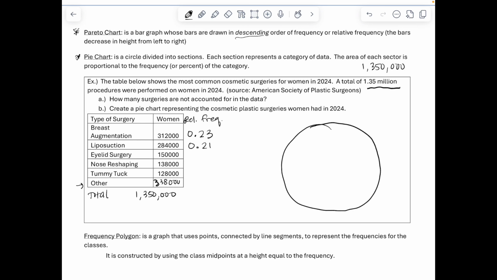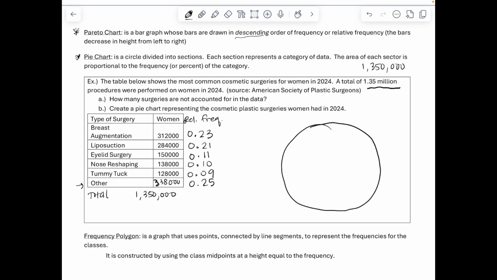Next, we're going to do eyelid surgery, which is the 150,000 divided by the 1.35 mil, and we get 0.11. For nose reshaping, again, dividing the 138,000 by the 1.35 mil, and we get 0.10. Tummy tuck, when dividing the 128,000 divided by the 1.35 mil, you get 0.09. And then that last category of other, 338,000 divided by the 1.35 mil, this works out to being 0.25.